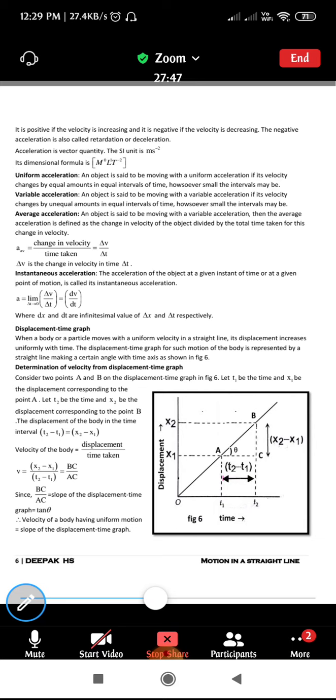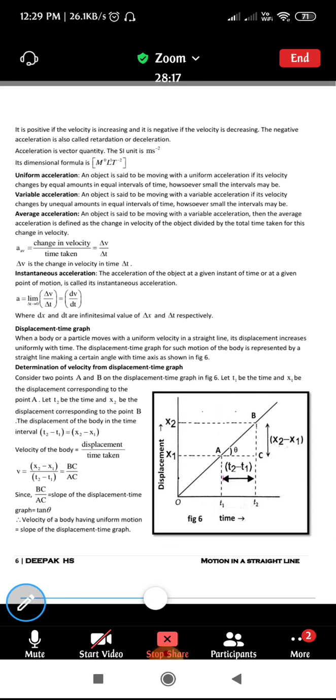When a body is moving with a uniform velocity in a straight line, the displacement increases linearly with respect to time. In the graph you can see the displacement is directly proportional to time, and the nature of the graph is a straight line. Theta is the angle it makes with respect to the time axis. Next, let us see the importance of this.